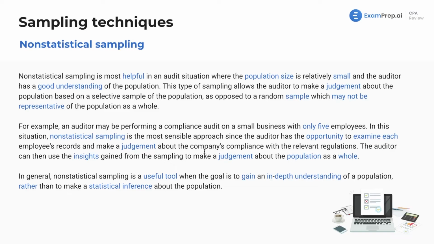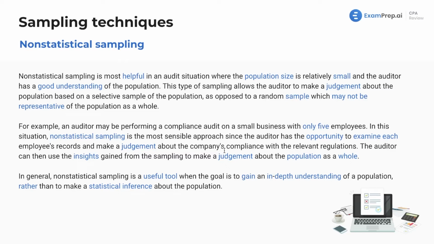And we see here also, you can't really use statistical sampling for this. How do you use numbers to assess compliance with something? Yes, if it's a debt covenant, right? We can assess that if there are ratios that we can compare to. But if you want to get an idea about someone's general compliance with regulations, that's a little more nuanced and requires human intervention. Here, the auditor can then use the insights that were gained from the sampling to make a judgment about the population as a whole.